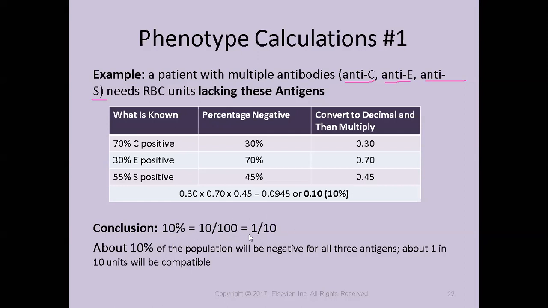What this is telling us is we would need to screen 10 units to find one that is negative for C antigen, big E antigen, and S antigen. So about 1 in 10 units will be compatible. It's basically just giving us an idea about how many red cell units we would need to screen to meet the criteria. Okay, we're going to do one more example.